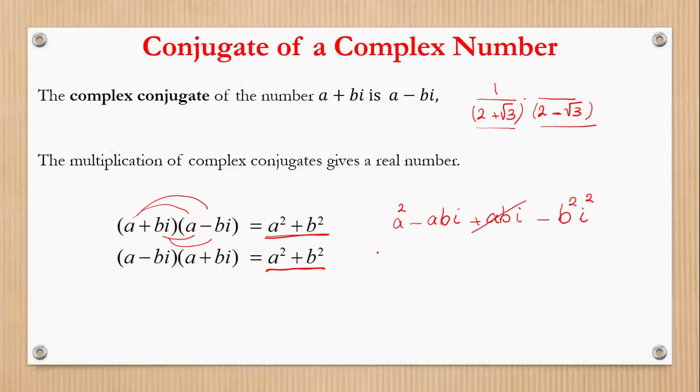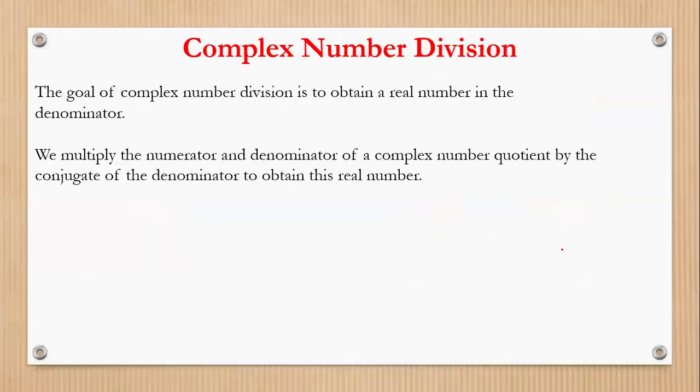These two are like terms and cancel each other. I know i squared is negative 1, and if I multiply negative b squared by negative 1, it gives me positive b squared. So the final answer is a squared plus b squared. And there is no more i or imaginary part. So just remember the conjugate has exactly the same numbers, just the sign between the terms is changed. And why do we need the conjugate? For division. If I want to divide two complex numbers, I'm going to use the conjugate.